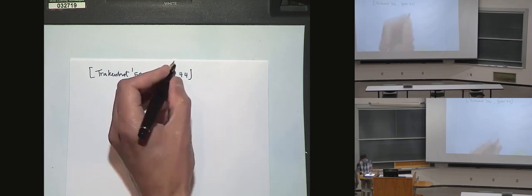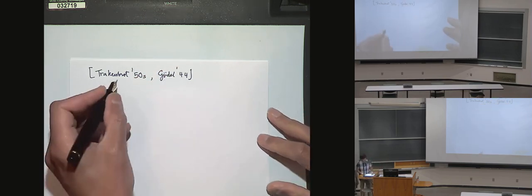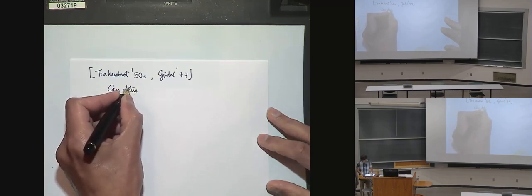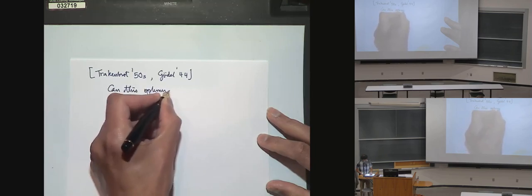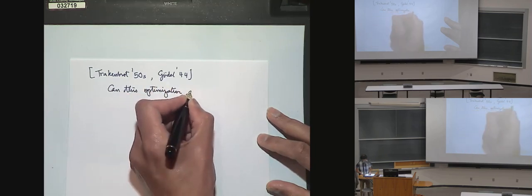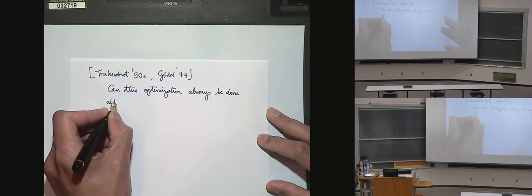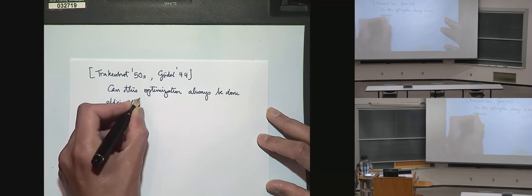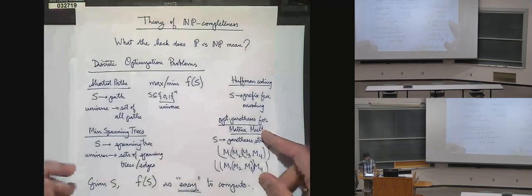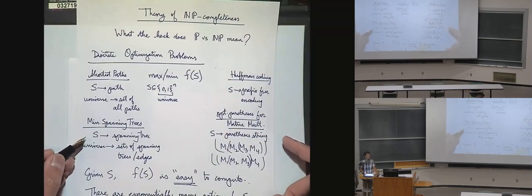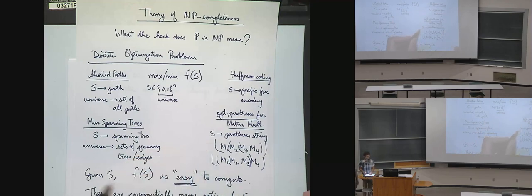And the question essentially is this: can this optimization always be done efficiently? So what is the optimization? It's like finding the shortest path, finding the minimum spanning tree, finding the best prefix encoding, and so on and so forth. For each example, we came up with a different algorithm. And what they were asking is, is there a generic procedure that can always optimize?